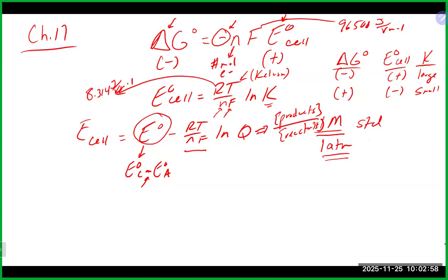And as we also talked about, that's basically how you could get to that formula, because at equilibrium, Q will equal K and E will equal 0. And if you rearrange this equation, you basically get this equation here.